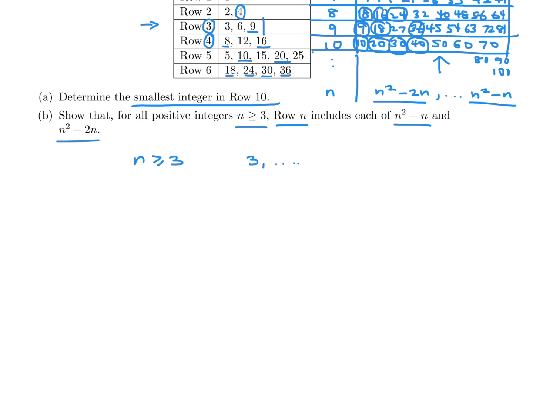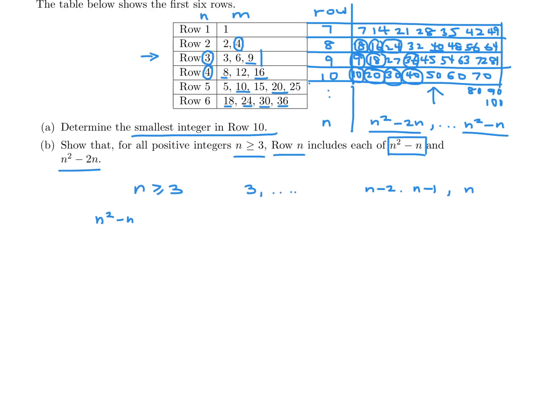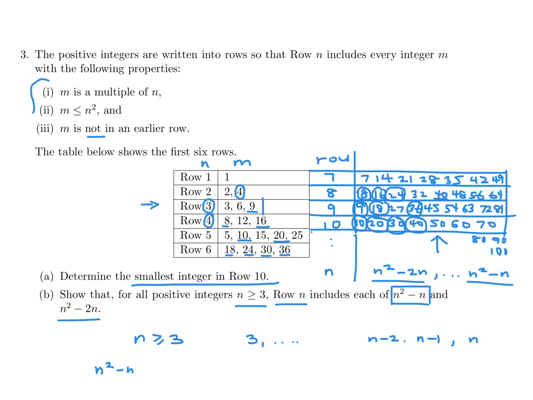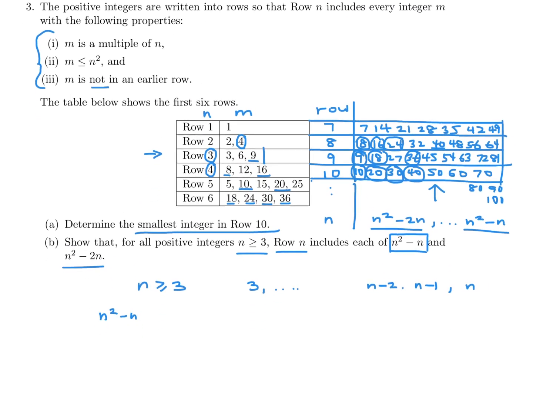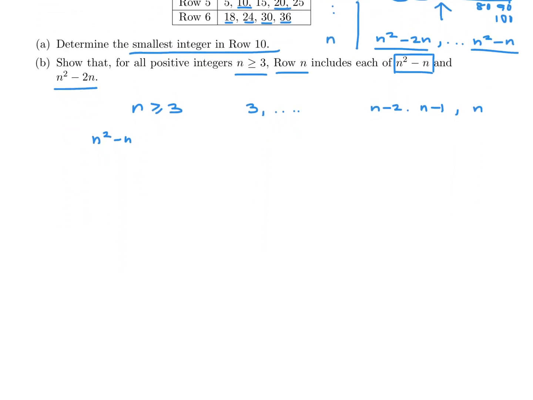Okay, let me start at the other end. We have n is the largest, and then n minus 1, and then n minus 2. These are the rows, correct? Yeah. Okay. Let's see if we can first prove this guy, and then I'll turn to the other guy. So n squared minus n. I have to show that this is in row n. So I guess I have to show that it fulfills these 3 criteria. Okay. So let's see if I can do that.